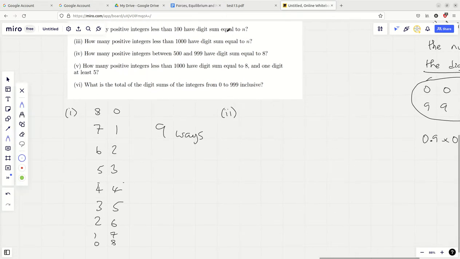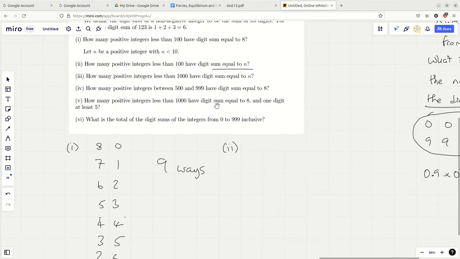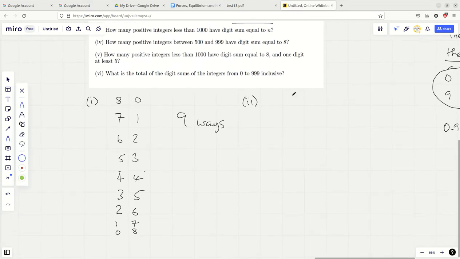You can see for if the digit sum is equal to n, bearing in mind n is a number less than 10. Yeah, well, if n was 7, I just thought about it like this. Actually, I think I gave n a really low value, like 2. If n was 2, you'd have 0 and 2, 1 and 1, or 2 and 0. And as you can see, that's three ways for 2. And that's because obviously here you've got to consider the 2, the 1, and the 0. And that's why it's always going to be n plus 1 ways because of 0, essentially.